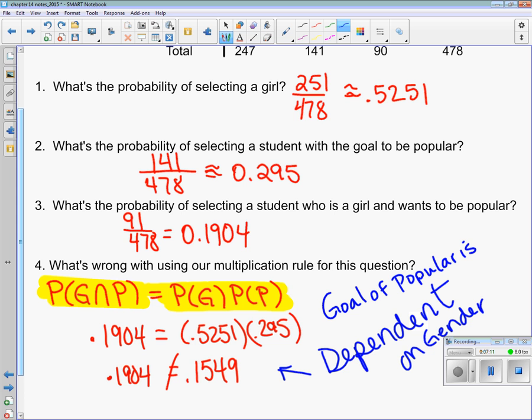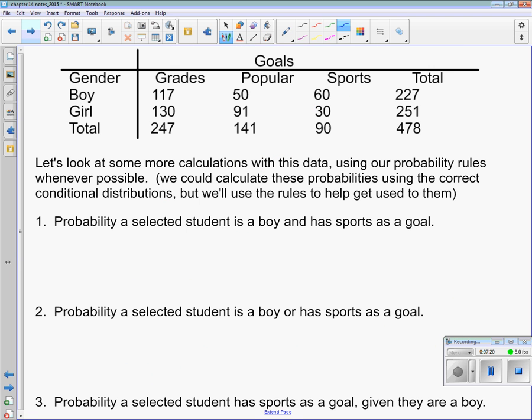Angelica had some great questions. When do I know what to divide by, and why were these all divided by 478? Let's look at some where that's not going to happen necessarily. Okay? So, number one. Same data.